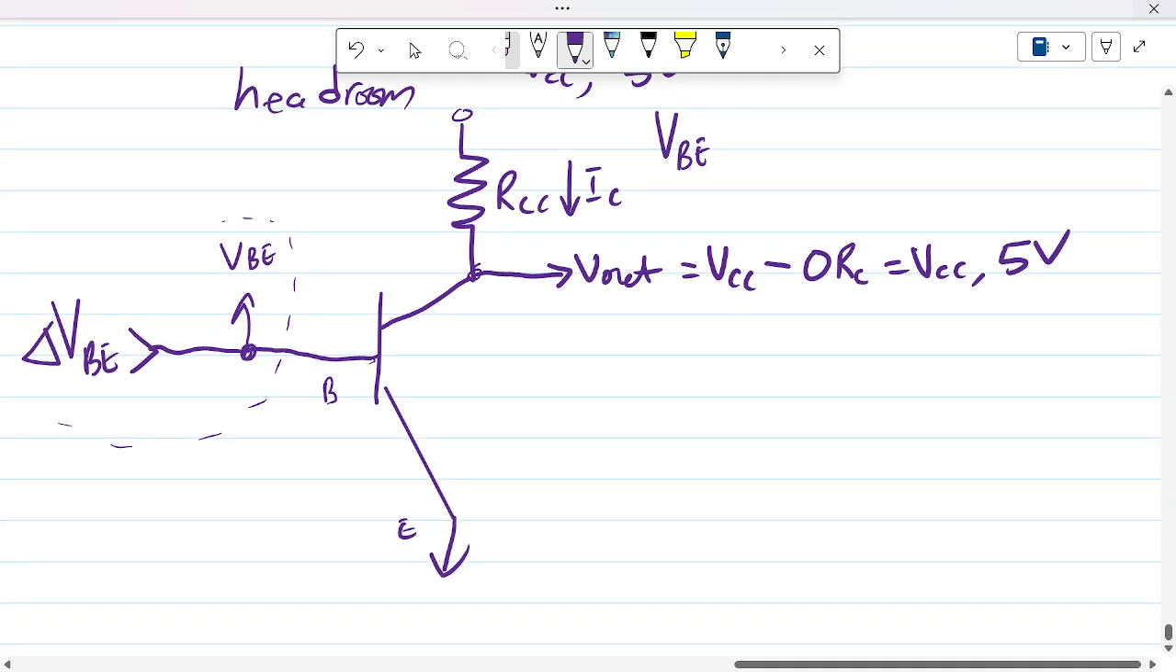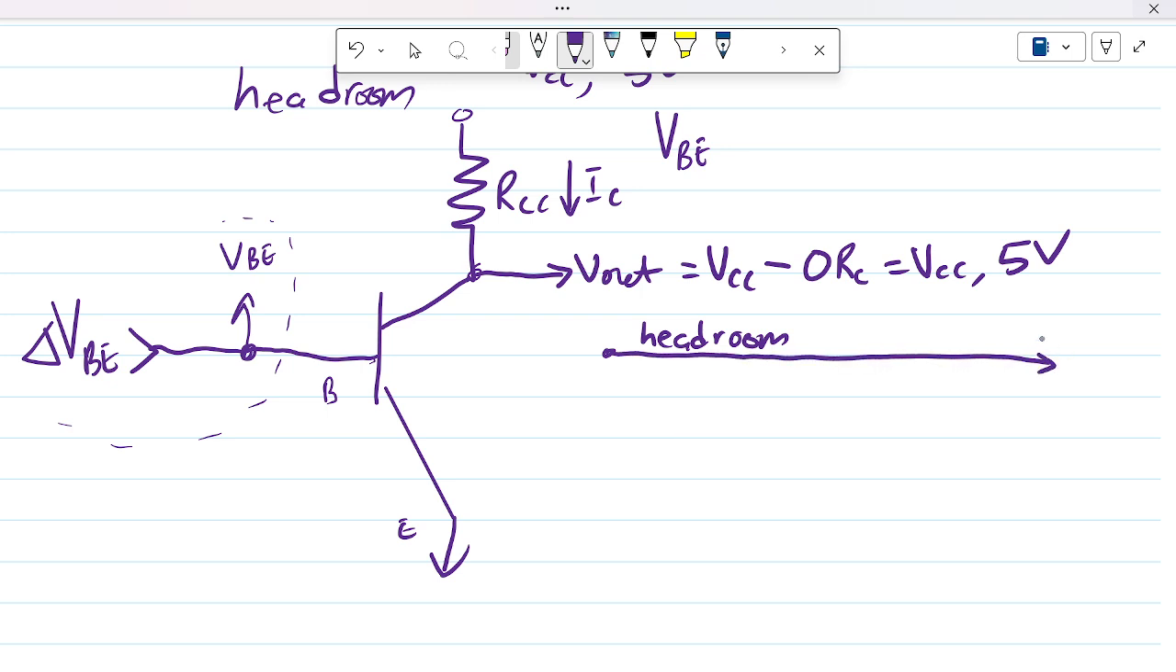So that is the highest output voltage that we can get. So we are creating our headroom here. Our highest output voltage is 5 volts. We cannot go above 5 volts.